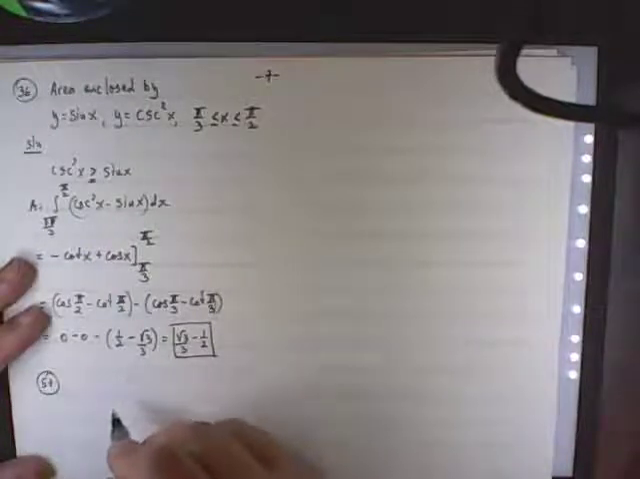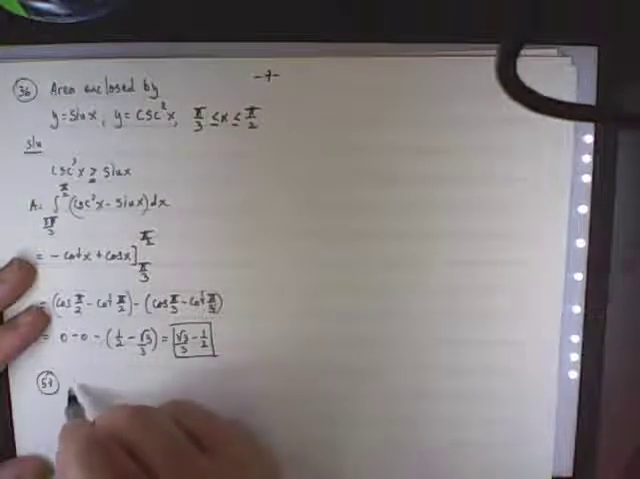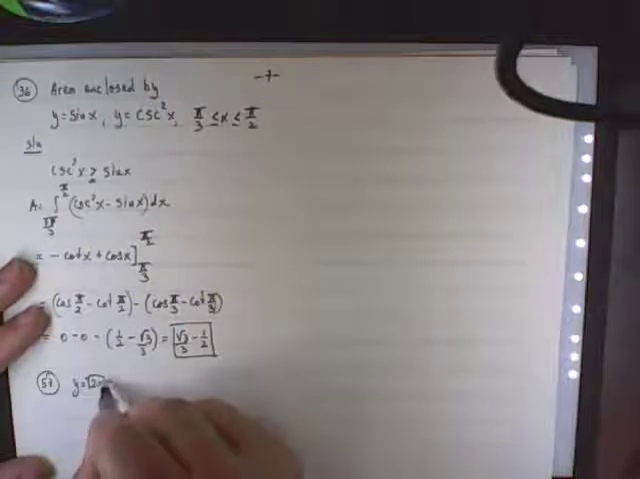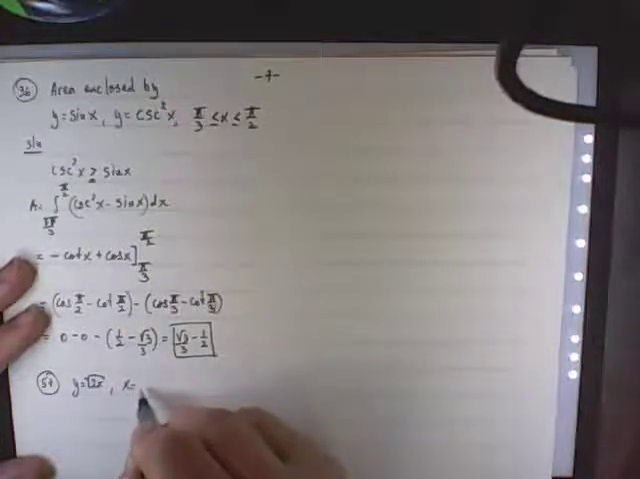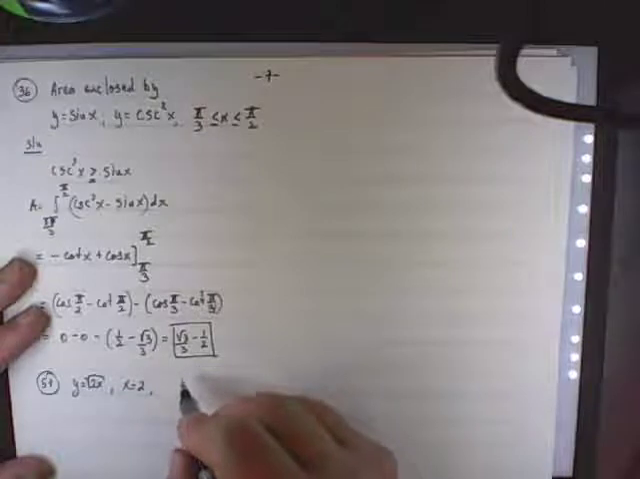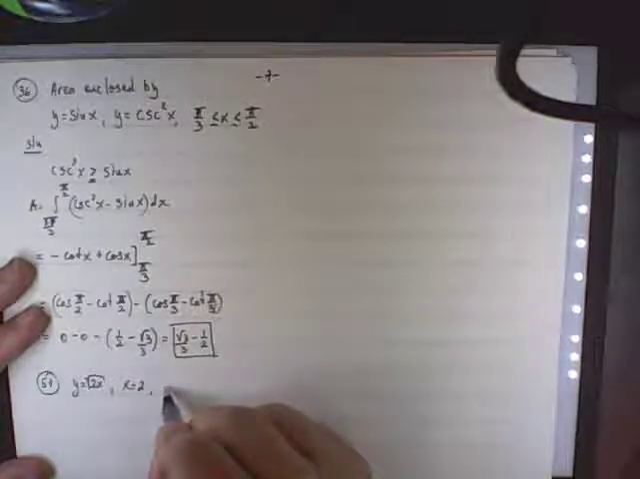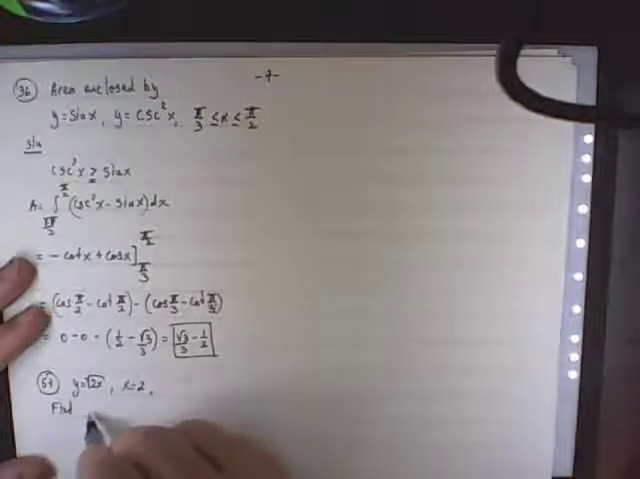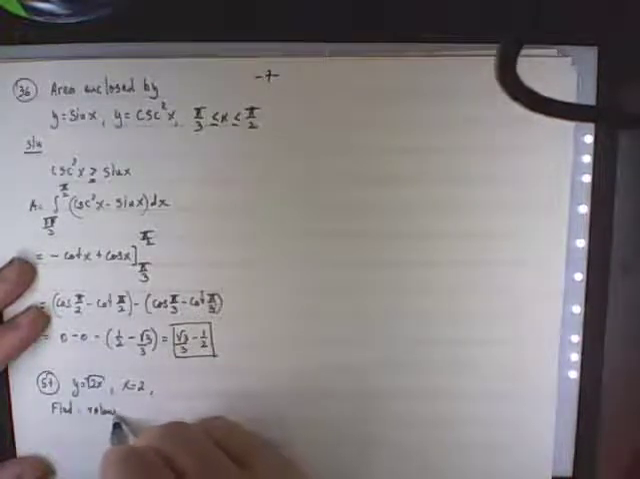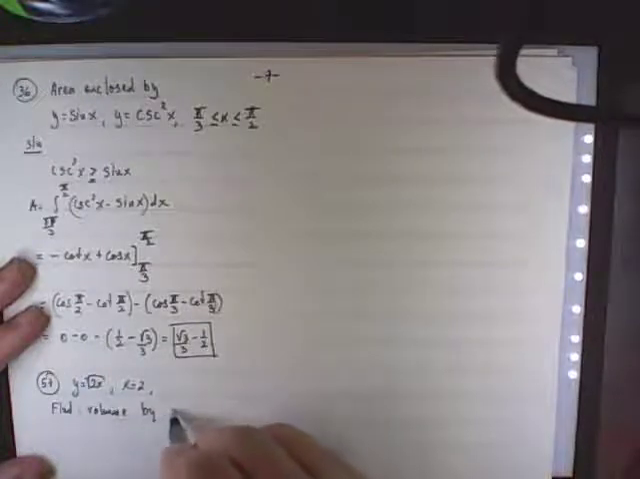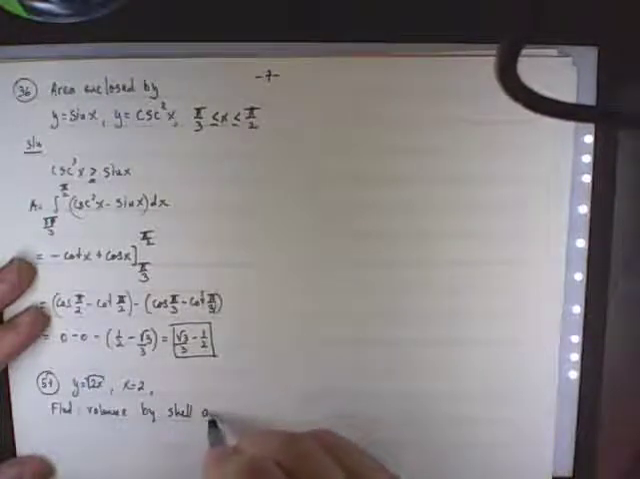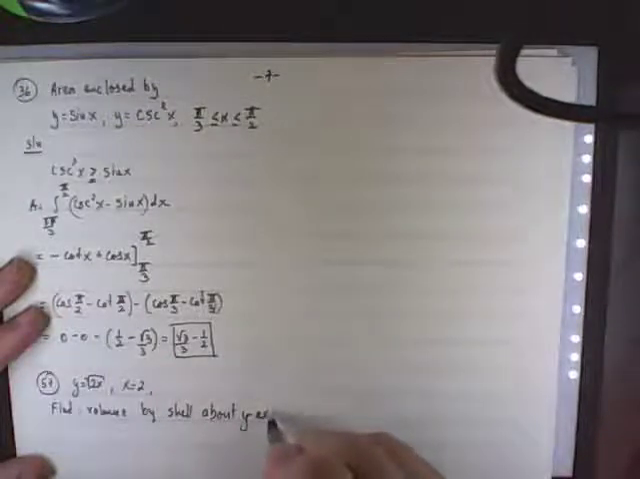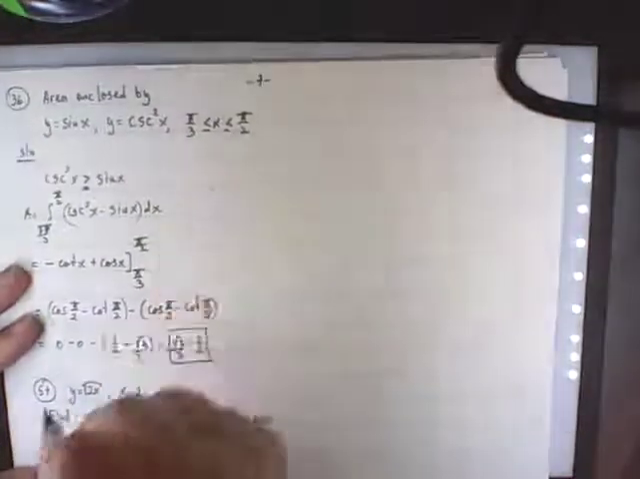57, we have y equals square root of 2x, and x equals 2, and about the y-axis. Okay, so find the volume by shell about the y-axis. Okay, the solution.